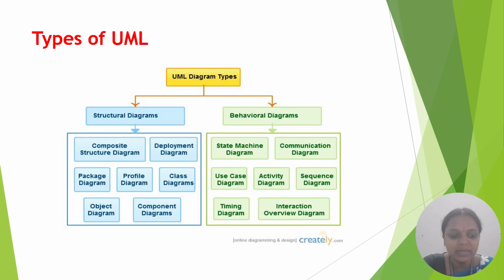Next, we are going to see the types of behavioral diagram. There are 7 main types of behavioral diagram: state machine diagram, communication diagram, use case diagram, activity diagram, sequence diagram, timing diagram, and interaction overview diagram. These diagrams help developers understand how the system works dynamically, step by step.